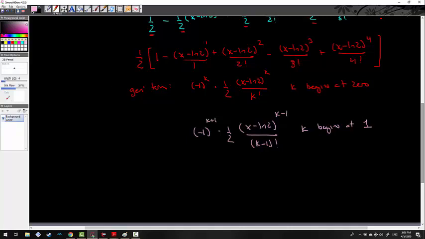So then the last thing, this was part B here, is the summation notation. Well, we already have our general formula, so I can kick out the 1/2 like that, throw down the summation from k equals 1 to some n, and it would be (-1)^(k plus or minus 1). It doesn't really matter. I'll do minus just to keep things consistent. So I'll just say (x - ln 2)^(k-1) over (k-1) factorial.